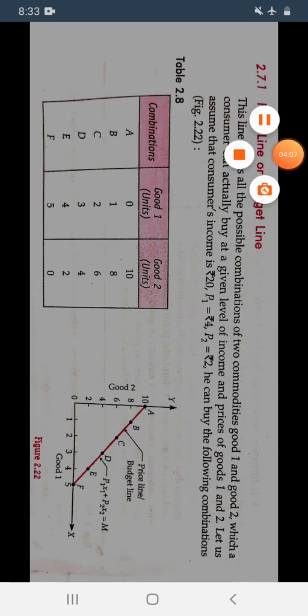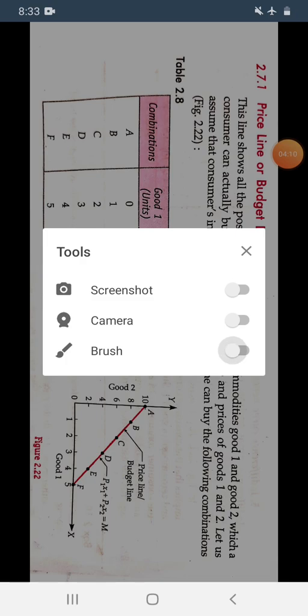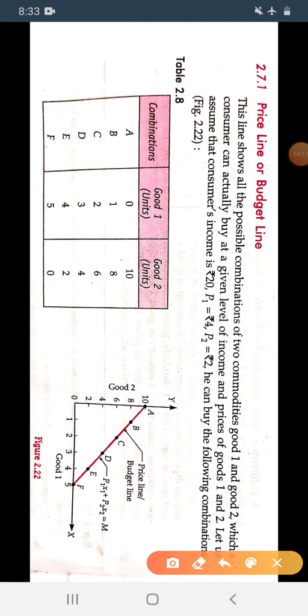In the diagram, we will take good 1 on the x-axis and good 2 on the y-axis. We will put all the points of good 1 and good 2 on this diagram. So we take 0 units of good 1 and 10 units of good 2, and we get the first point, combination A.